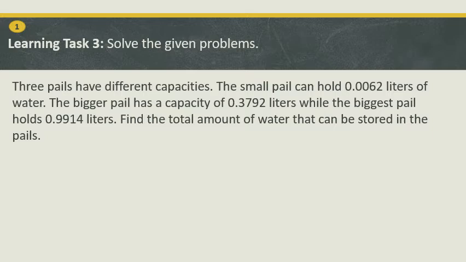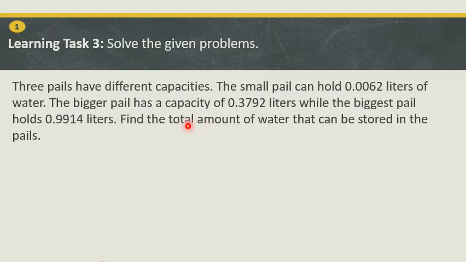So for learning task 3, we will solve the given problems. We have this problem. Three pails have different capacities. So may tatlong timba tayo. The small pail can hold 62 10,000 liters of water. The bigger pail has a capacity of 3,792 10,000 liters, while the biggest pail holds 9,914 10,000 liters. Find the total amount of water that can be stored in the pails.